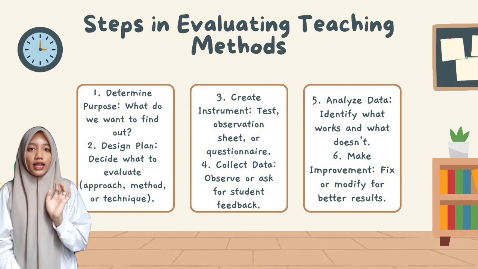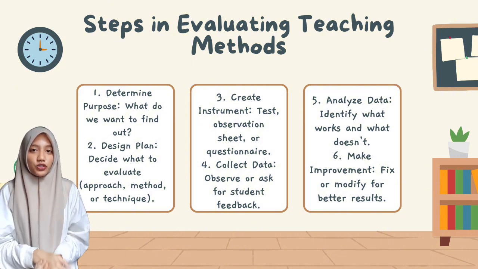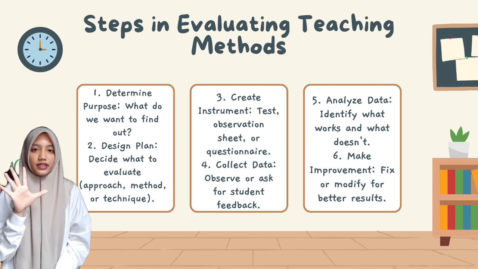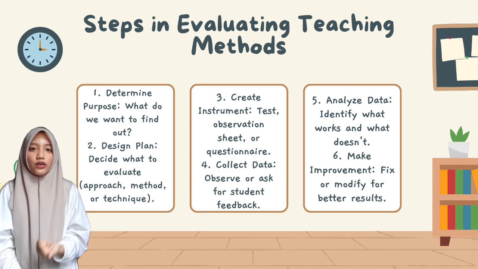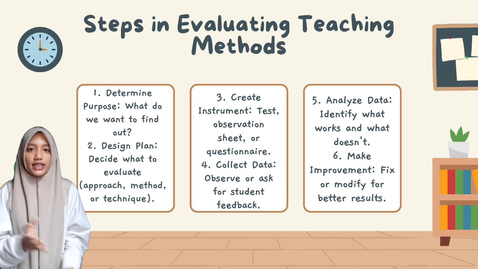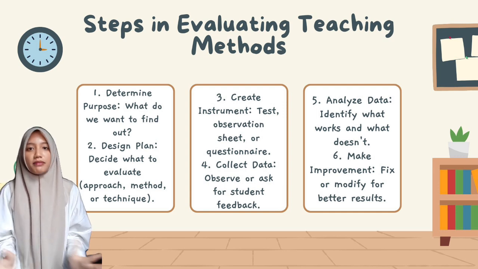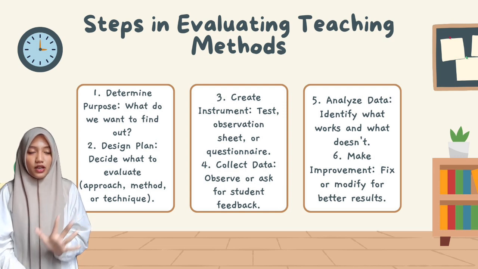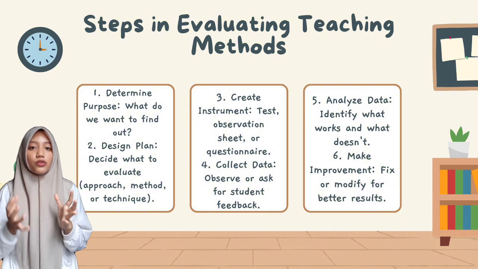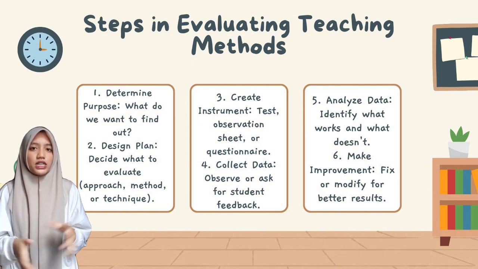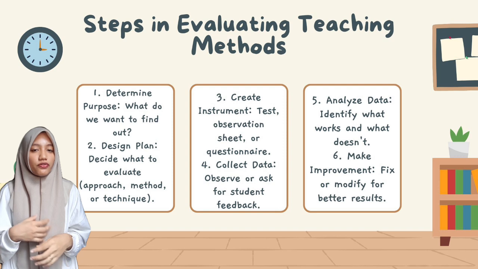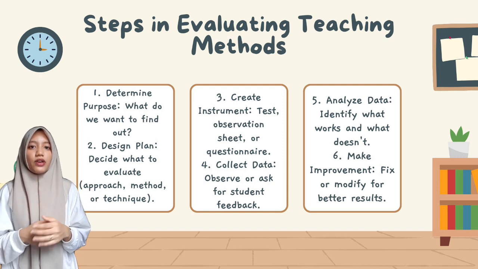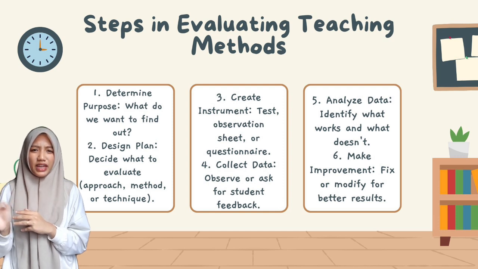And next is collect data by observing students or asking for feedback. The fifth, analyze data. Find out what works and what doesn't work. And the last is make improvement. Fix or modify for better results. For example, after using role play, we give students a questionnaire about how confident they feel speaking English. From the answers, we can see if the method helps them or not.